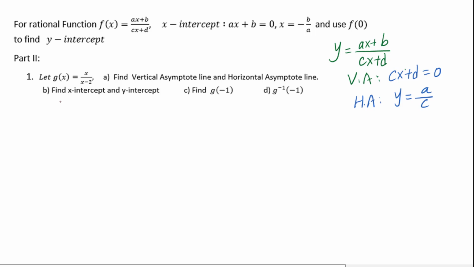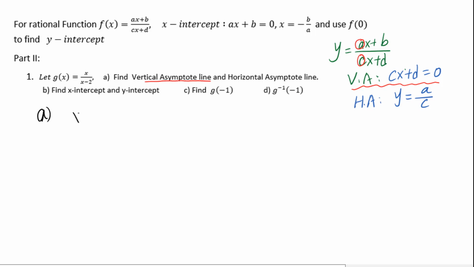Let's go to part 2, number 1. Let g of x equals x over x minus 2. Find the vertical asymptote line and the horizontal asymptote line. For the vertical asymptote line, we will make the denominator equal 0. For the horizontal asymptote line, y equals the quotient of the coefficients of x.